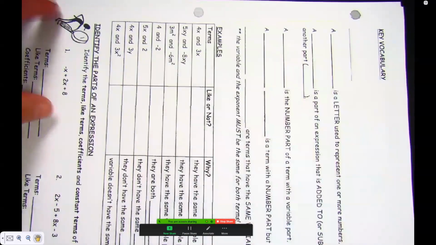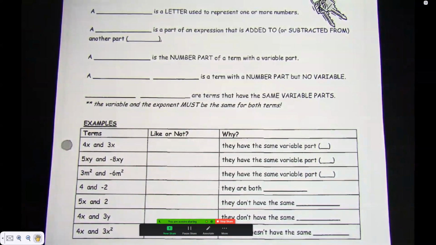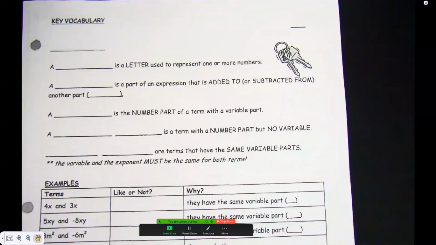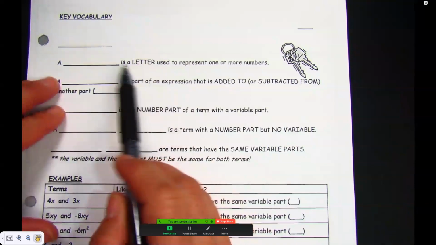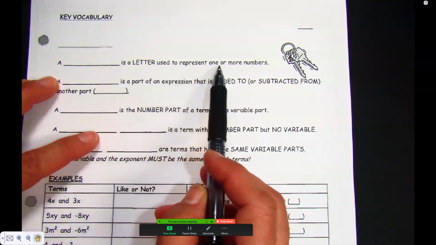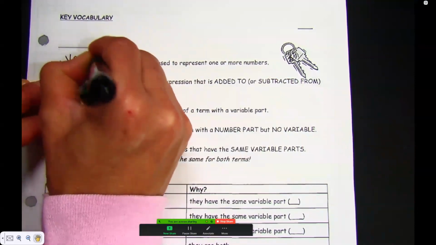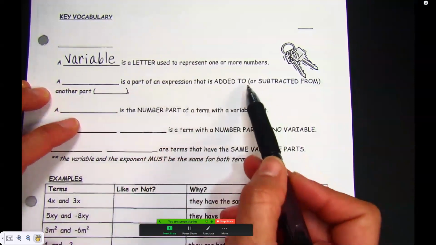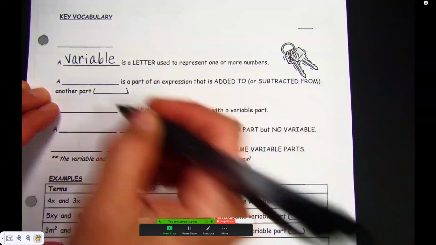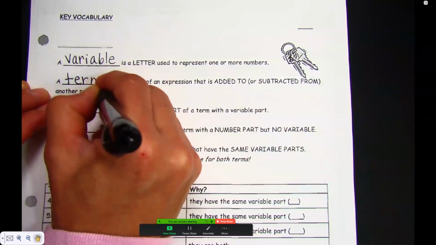Okay, let's turn the page here and take a look at some key vocab. And you guys should know this because I touched on this at the very beginning of the year. So for this stuff, let's remember that a blank is a letter used to represent one or more numbers. That's a variable. A blank is a part of an expression that is added to or subtracted from another part. This is called a term. Parts are like terms.